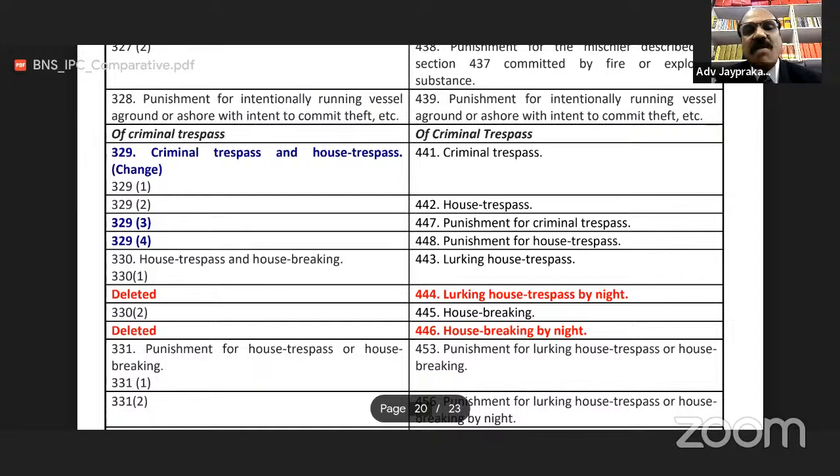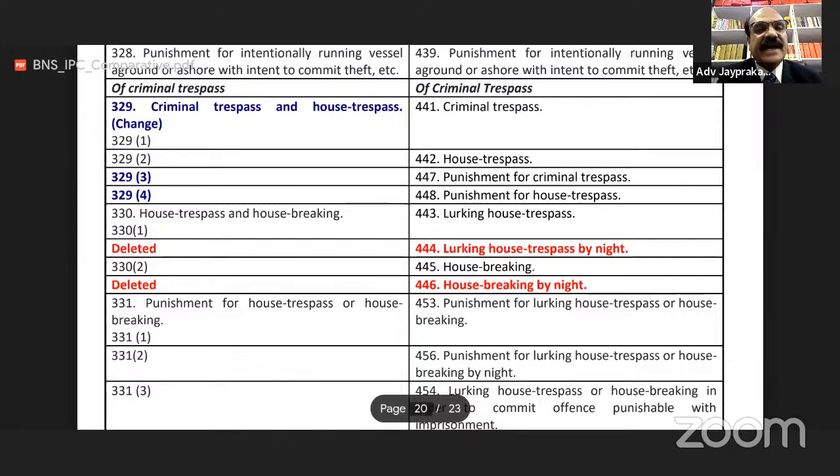Now, criminal trespass. BNS section 329, criminal trespass or house trespass. Its corresponding section was in IPC 441. BNS section 329(2), house trespass. Its corresponding section was in IPC 442. BNS section 329(3), punishment for criminal trespass.